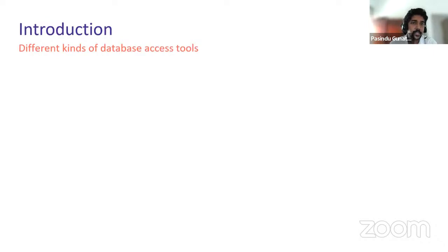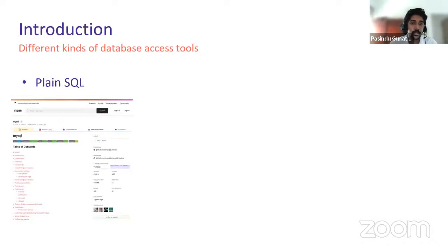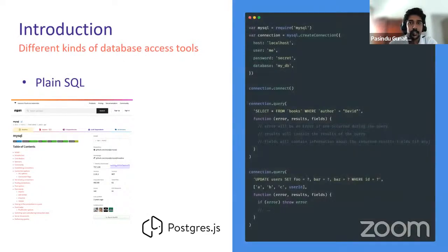One method of database access is to write plain SQL queries. To achieve this, there are plenty of packages in Node.js. One is MySQL or MySQL2, and to work with Postgres, there's pg or postgres.js. Apart from these, cloud vendors like AWS provide SDKs, like the AWS SDK, which provide simple APIs to write string queries to interact with databases like RDS.